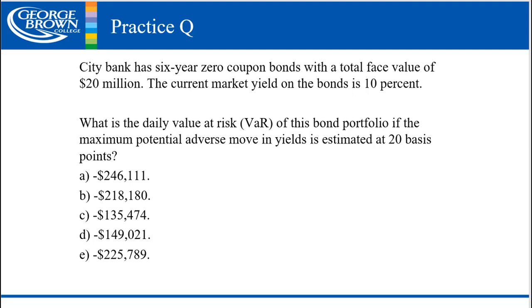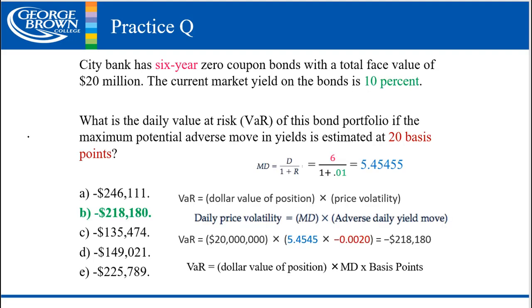Is it A, negative $246,111, B, negative $218,180, C, negative $135,474, D, negative $149,021, or is it E, negative $225,789? Okay, that's our final question with regards to this series of looking at this Citibank.